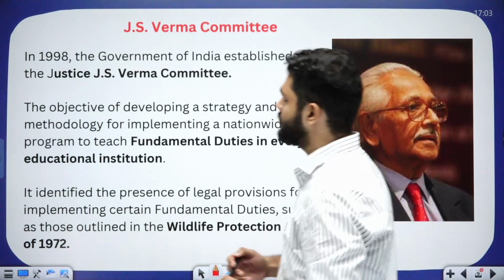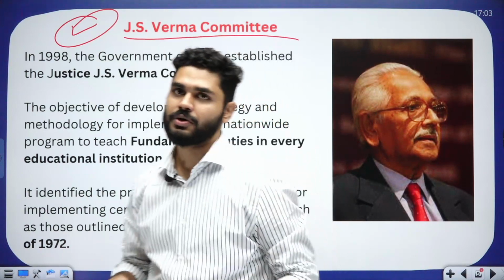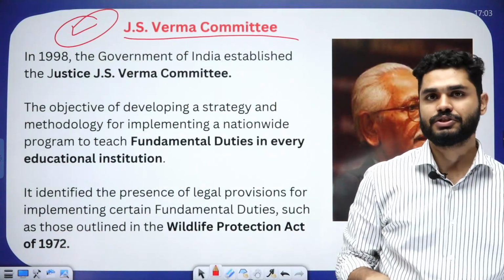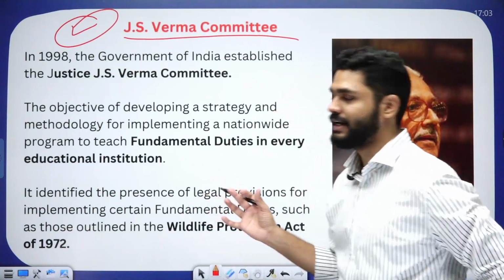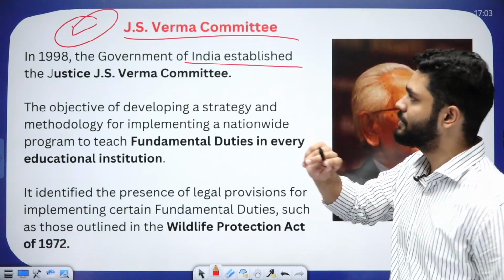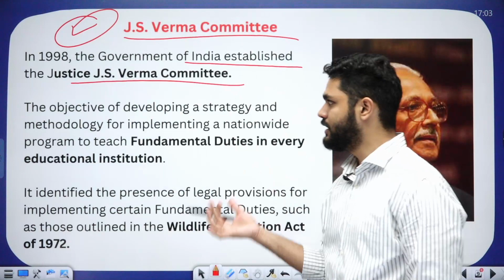Then there is another very important committee, the Justice J.S. Verma committee. He was the Chief Justice of India in the late 90s. In 1998, the government of India established the Justice J.S. Verma committee. Now, why was this committee formed?